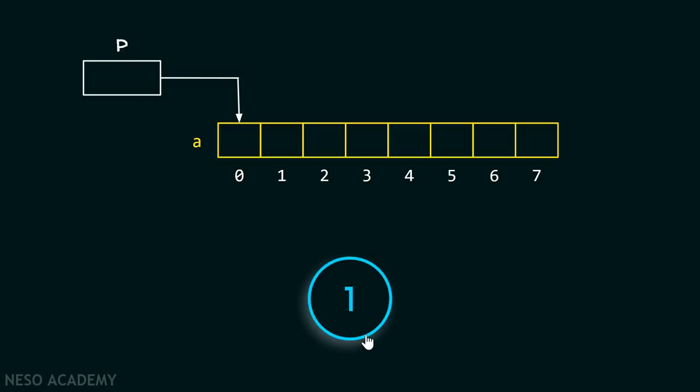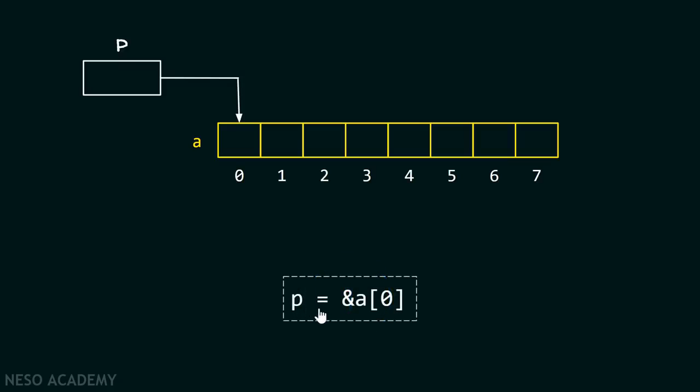Stop. The answer to this question is P = &A[0]. A[0] means the first element of the array. We want to get the address of this first element of the array, therefore I'm placing an ampersand in front of A[0]. This gives us the base address of the first element of the array, and the base address will get stored in the pointer P, which means that P will simply point to the first element of the array, right?